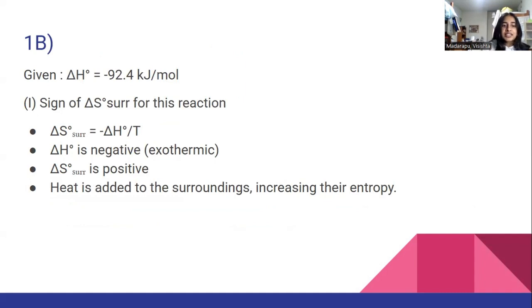The sign of delta S surroundings is going to be positive because it's calculated using negative delta H standard over temperature. And it was given that standard delta H is negative since it's an exothermic reaction. And when you multiply negative by negative, you get a positive, obviously. And heat is added to the surroundings in an exothermic reaction, which increases the entropy, so it makes sense that the delta S of the surroundings is positive.